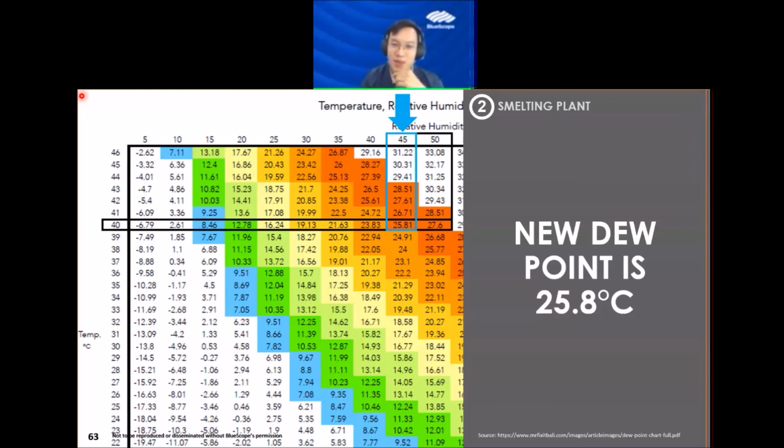Okay, the next question: is it common for smelting plants to install aluminum foil or insulation or vapor barrier? We have not seen smelting plant factories where they have cladding and then install an aluminum foil as the vapor barrier.